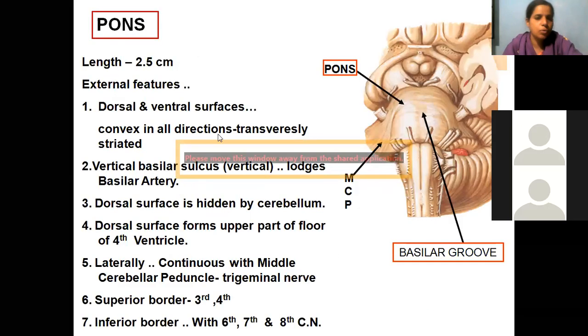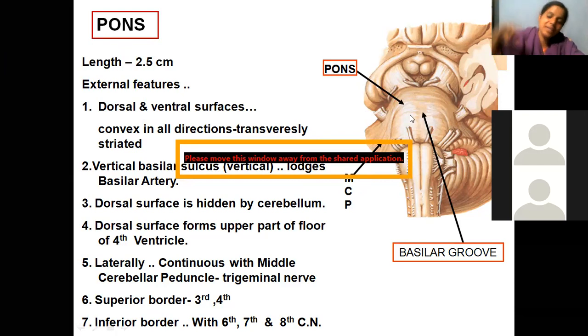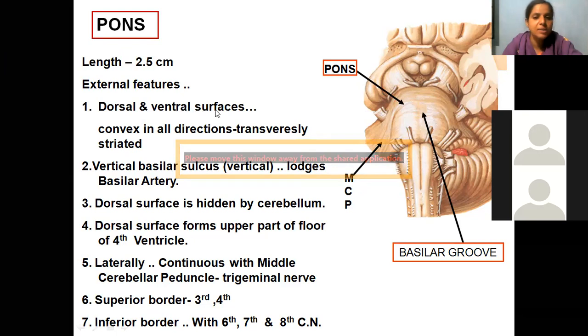Now, the gross features are very simple, you can easily remember and write better. Just look at this. This bridge is nothing but pons. Length is, again, 2.5 centimeters. This surface is the ventral surface that we are seeing. The other side, where we see the floor of fourth ventricle, that is the dorsal surface.